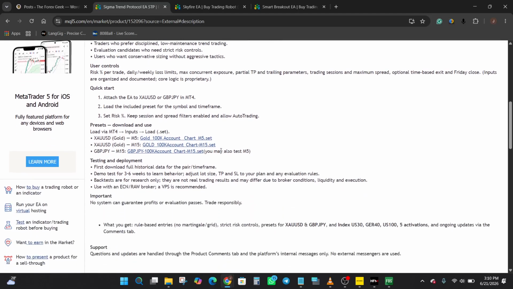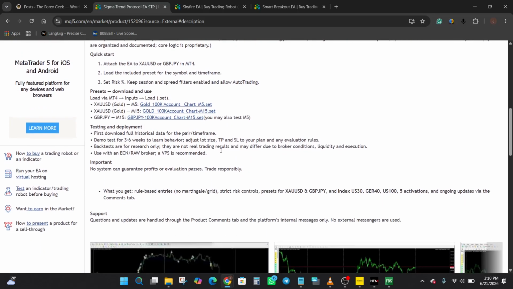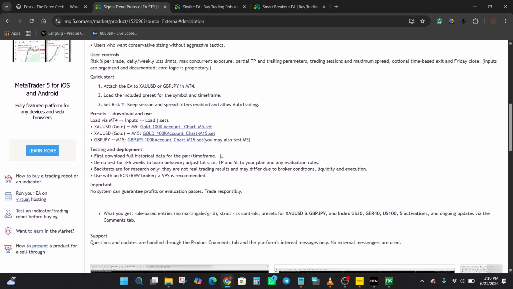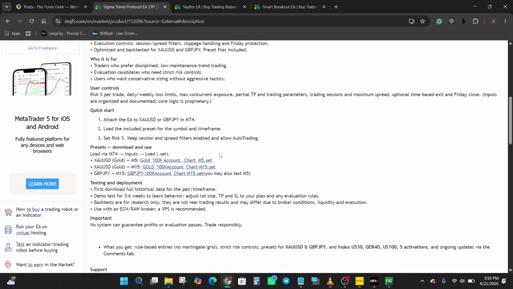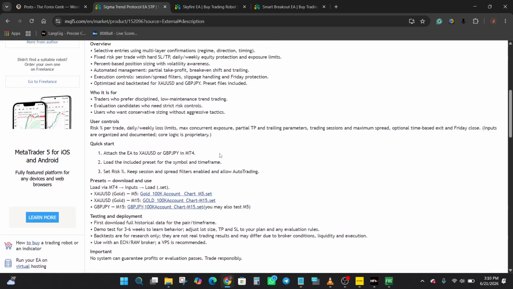The trade management section includes several automated features. These include partial take profit functionality, break-even adjustments, and trailing mechanisms that help manage positions after entry. The EA also incorporates execution controls such as session filters, spread filters, slippage handling, and Friday protection settings.